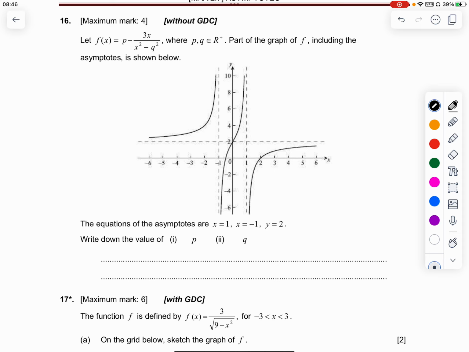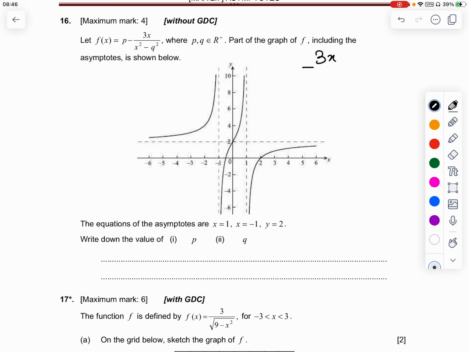f of x equals (p minus 3x) upon (x square minus p q square). The part of the function f including the asymptotes is given. The equations of the asymptotes are x equals 1, x equals negative 1, y equals 2. Find the value of p and q.